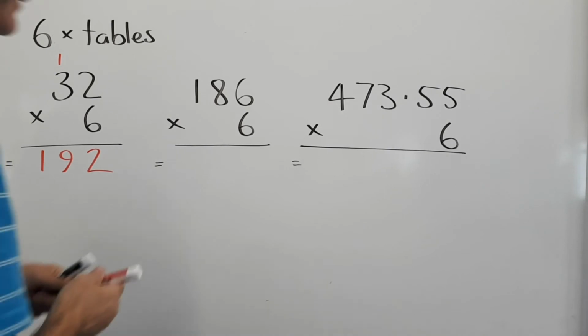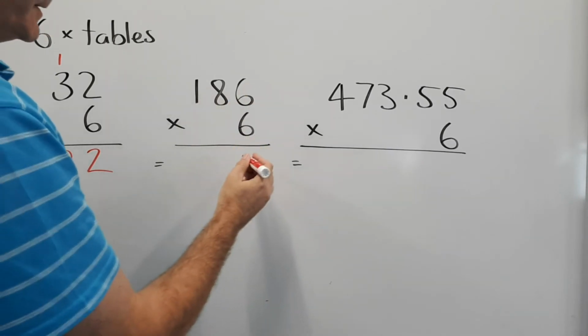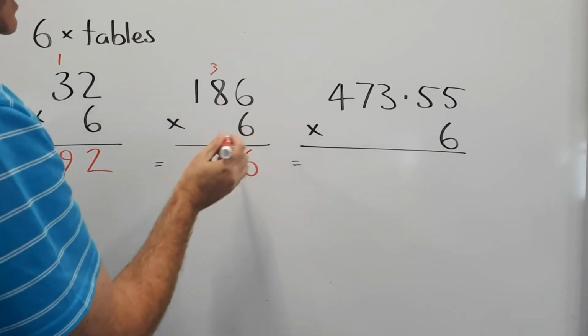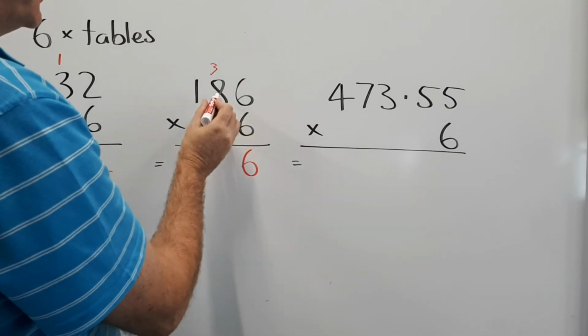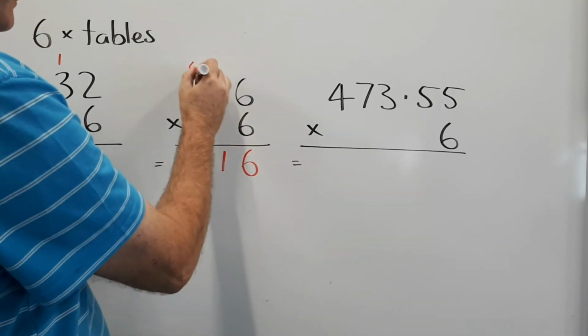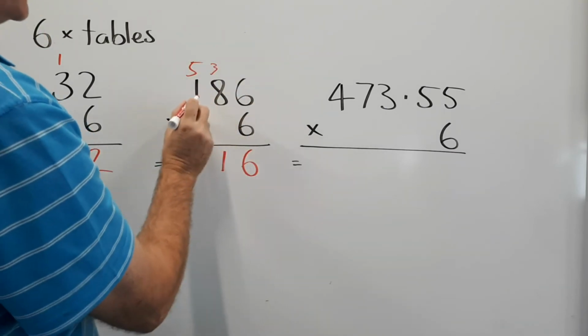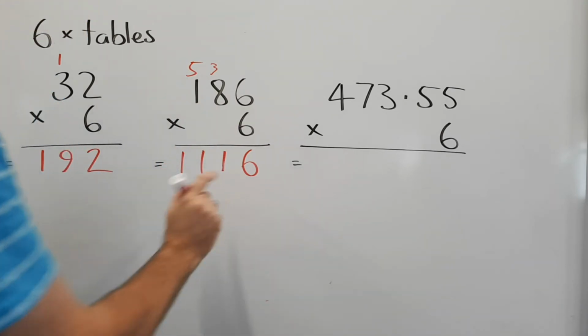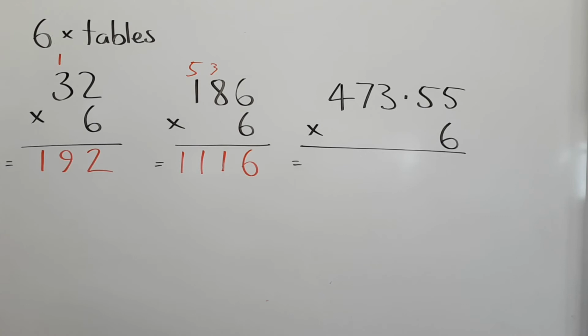Then this fella here, 6 times 6 is 36. 6, carry the 3 up to the tens. 6 times 8 is 48, plus 3, 51. 6 times 1 is 6, plus 5 is 11. Interesting number there, 1116.